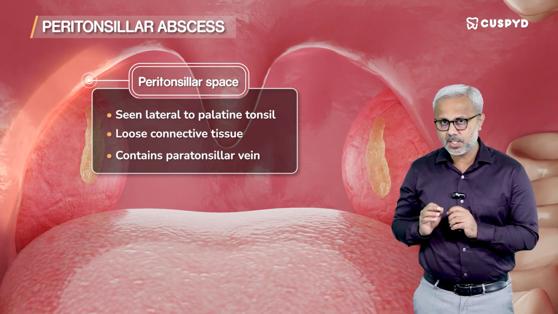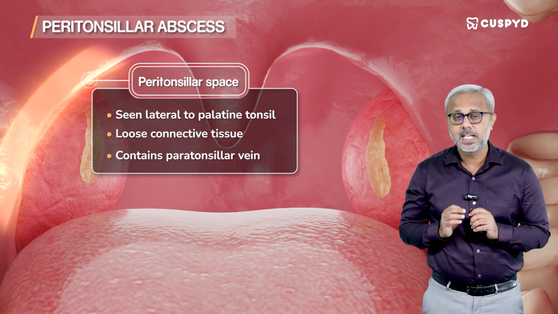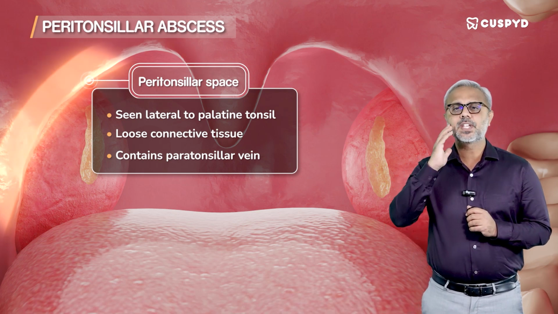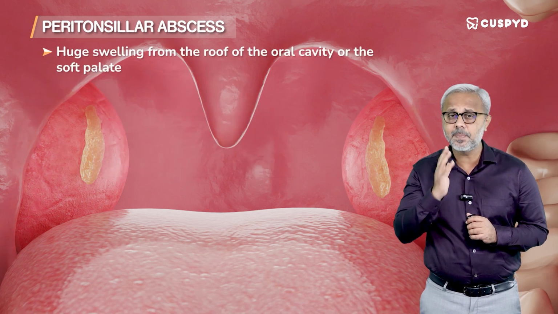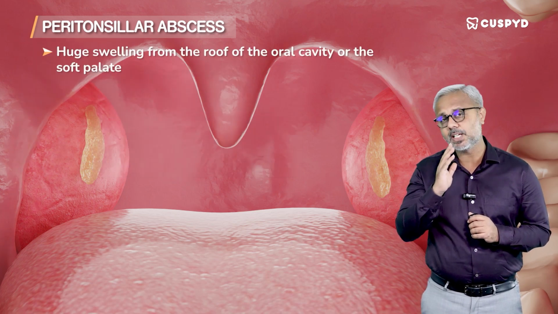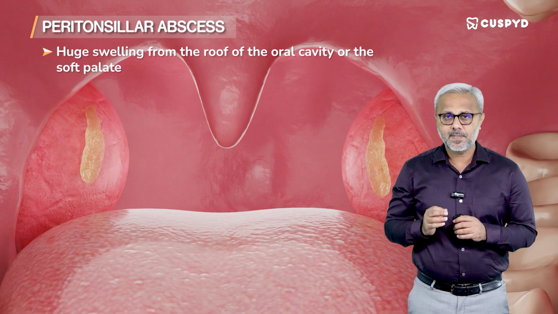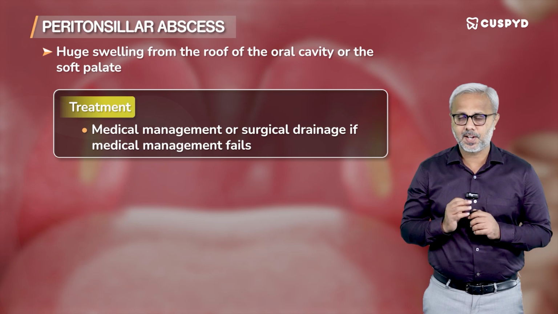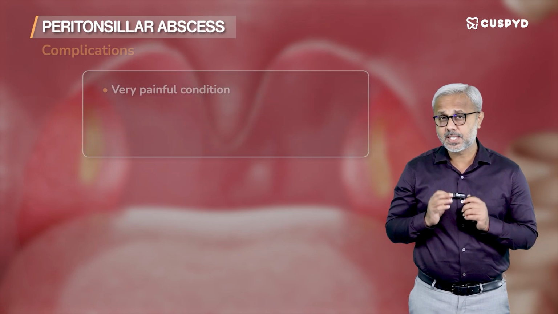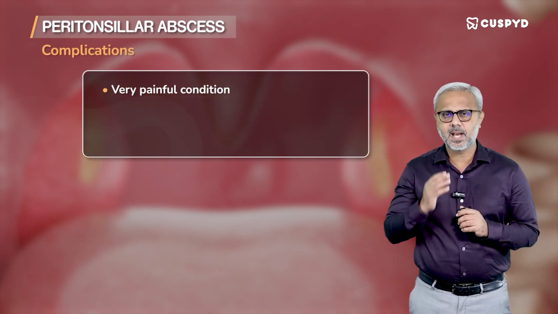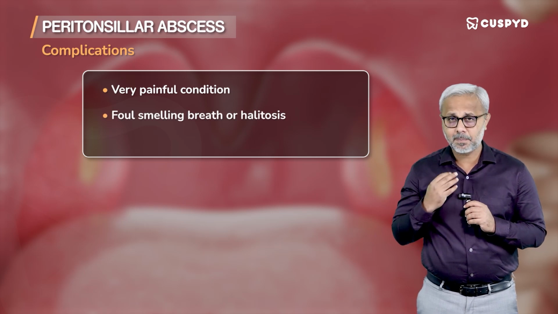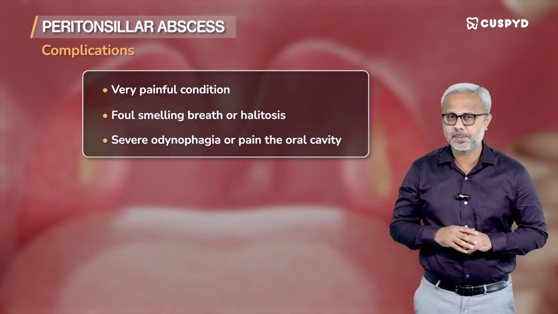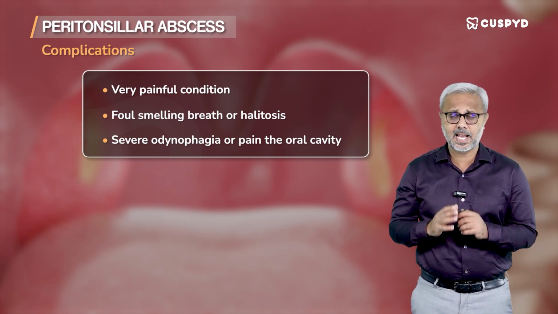So, any infection of the tonsils, if untreated, can result in accumulation of pus in this peritonsillar area, which can present as a huge swelling from the roof of the oral cavity or the soft palate. The only way of treating this is either by medical management, and if medical management fails, surgical drainage. Peritonsillar abscess is a very painful condition characterized by foul smelling breath or halitosis and severe odynophagia or pain in the oral cavity. This is regarding peritonsillar abscess.